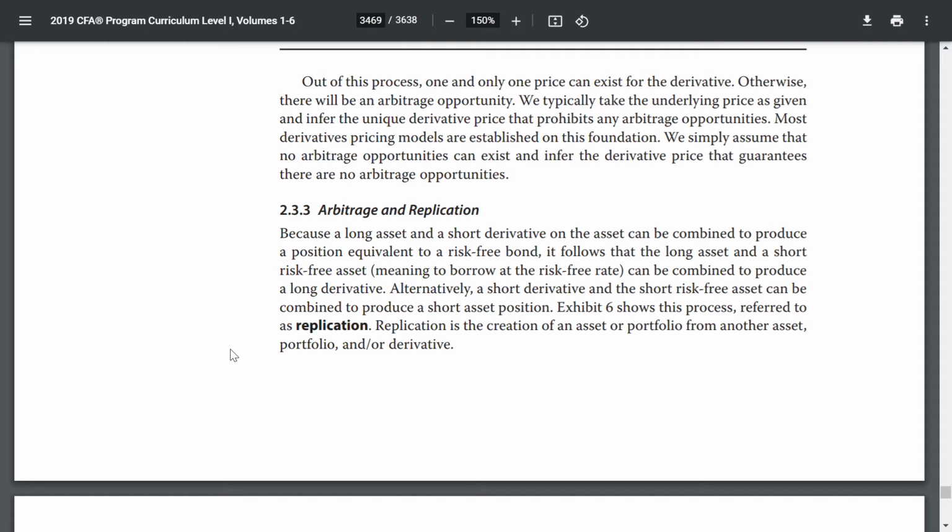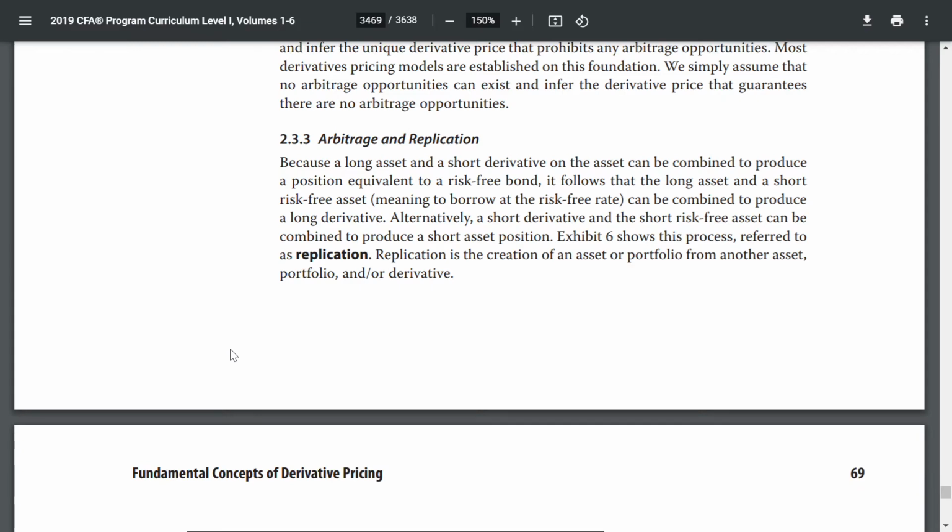Arbitrage and replication. A long asset and a short derivative on the asset can be combined to produce a position equivalent to a risk-free bond. It follows that the long asset and a short risk-free asset can be combined to produce a long derivative. Alternatively, a short derivative and a short risk-free asset can be combined to produce a short asset position. Exhibit 6 shows the process referred to as replication. Replication is the creation of an asset or portfolio from another asset, portfolio, and/or derivative.